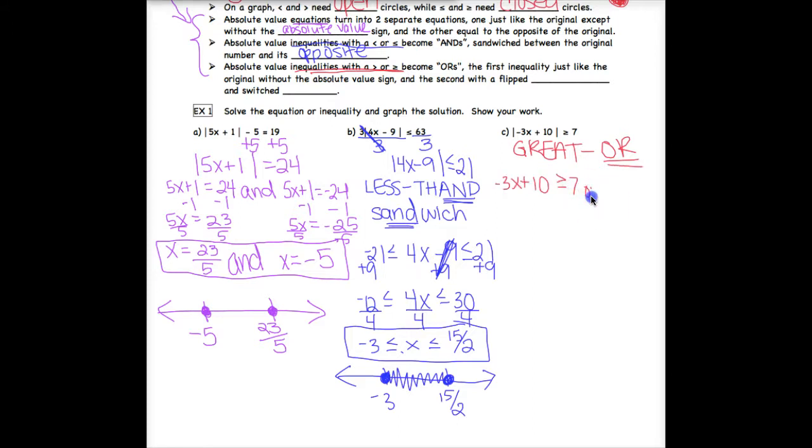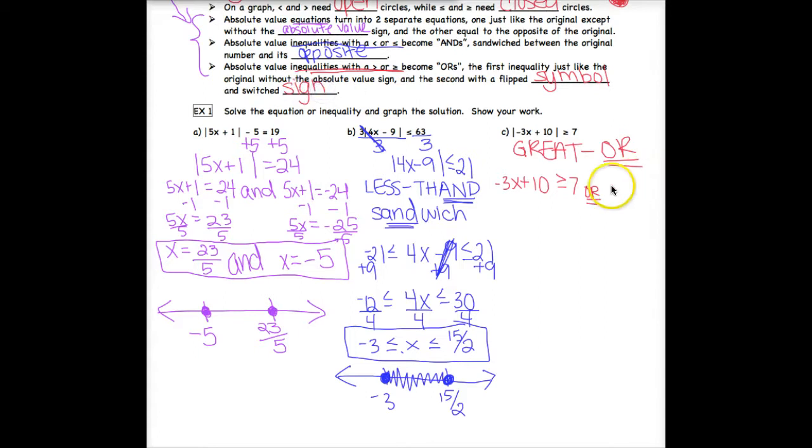You physically write the word or between them. It's important because or means something different than and. Ands are what you get on the equations. Ors are what you're going to get over here. In this situation, they become ors: the first inequality just like the original, except without the absolute value sign. The second with a flipped symbol and switched sign.